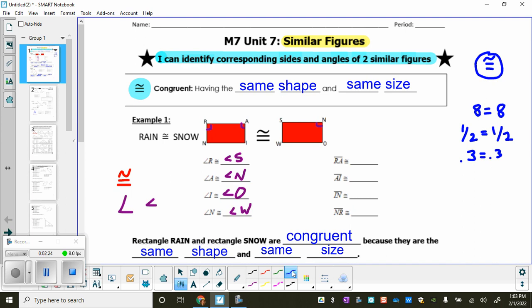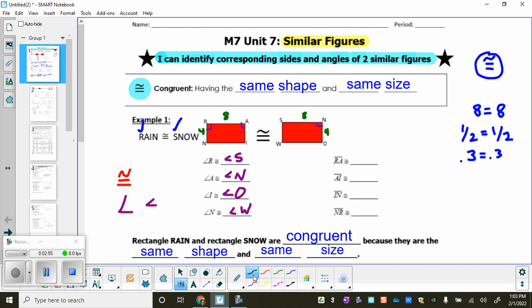One thing that I want to point out here in this congruency statement is that it tells you R should match up with S, and it does. A matches up with N, and so on. So you can use this thing over here to find the matching sides. Now in a rectangle, if I say that this happens to be an 8, that means over here, if they're the same, that this is also an 8. If I say that this is a 4, that means over here on this rectangle that these are both also a 4 because they're the same. That's what that symbol means.